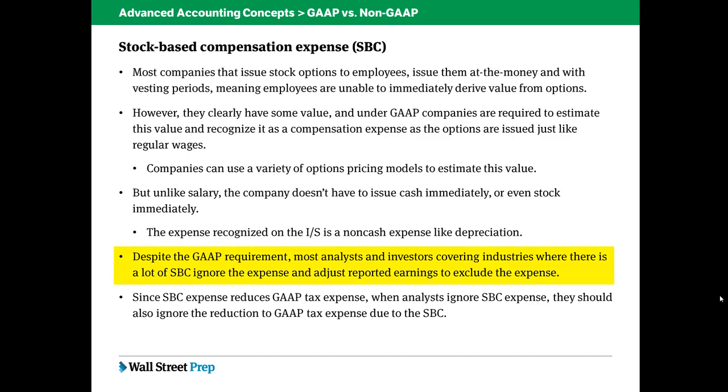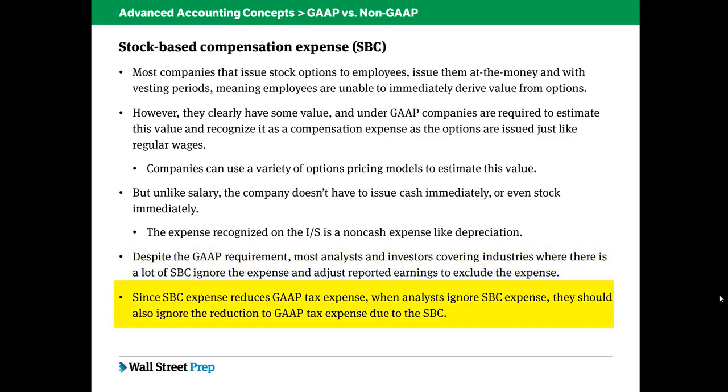Despite the GAAP requirement, though, most analysts and investors covering industries where there is a lot of stock-based compensation generally ignore the expense and adjust reported earnings to exclude the expense. Analysts do that under the argument that it is a non-cash expense, it's based on a whole bunch of assumptions about what's going to happen in the future, and it's therefore, the argument is made, better to just ignore it altogether. And presumably in industries where there's a similar amount of stock-based compensation awards as a part of the total package, if you ignore all of it, you remove some noise from the income statement that is non-cash, and it makes analyzing companies across the same industry a little bit easier. That's the argument for ignoring this GAAP requirement, basically.